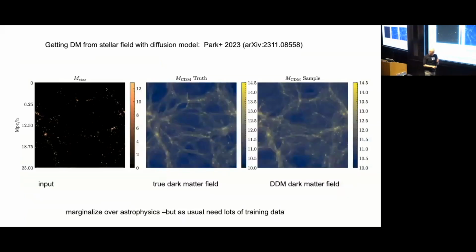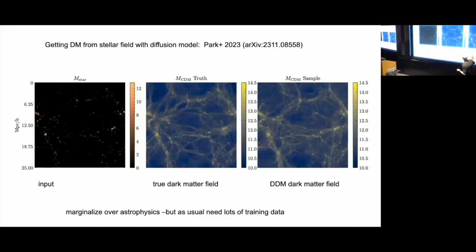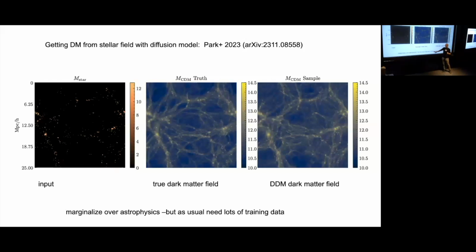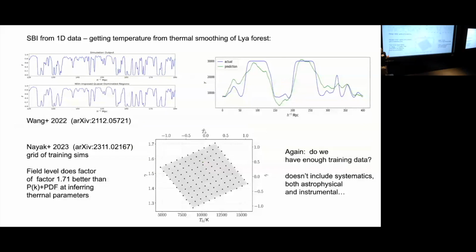Okay, you can go backwards. You can do field inference. You can go from the stellar distribution to the dark matter distribution. And so this is some, again, recent work here. Here you're marginalizing over astrophysics. As usual, you need lots of training data, but it is kind of nice that this is the input, pretty sparse galaxy data, and then you end up with a prediction for what the dark matter distribution looks like. And so there are quite a few people who have done that. There's also work about going backwards in time to the initial conditions.